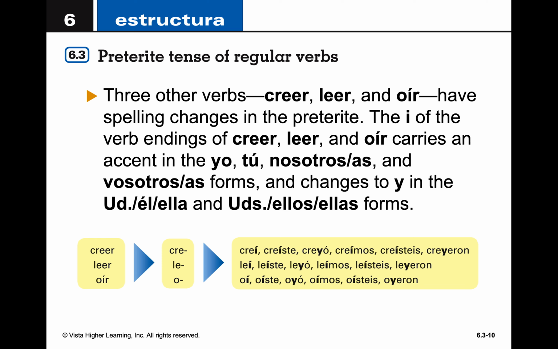There are three other verbs that have some spelling changes in the preterite. This is creer, leer, and oír, which would have the accent in the yo, tú, nosotros, nosotras, and vosotros, vosotras forms. And in addition to that, changes to the Y in the usted, él, ella, ustedes, ellos, ellas forms.